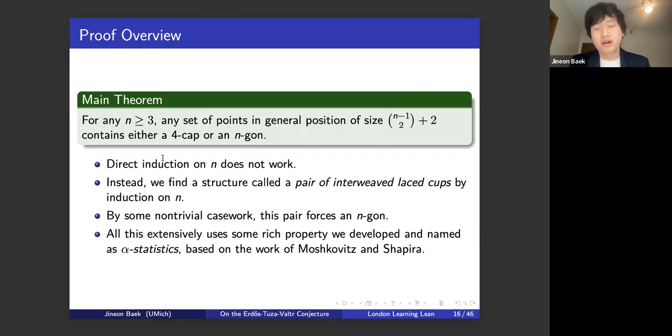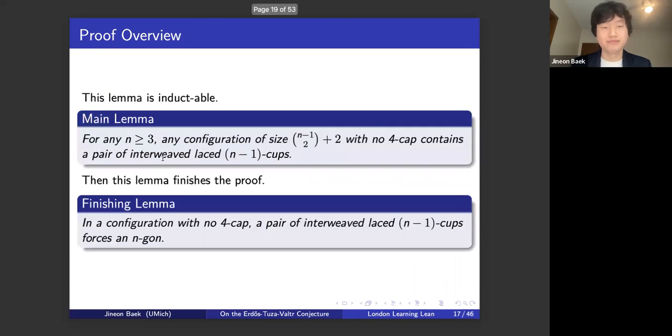And for all of this, I'm using a technique that I named alpha statistics. Actually, one of my professors did. But anyways, this alpha statistics thing is based on the amazing work of Moshkovitz and Shapira. And with all that, I managed to prove this special case of ETV. So this is the whole proof structure. Main lemma: if you have a bunch of points, then you find a pair of interweaved laced cups. And then from that, I force an n-gon.